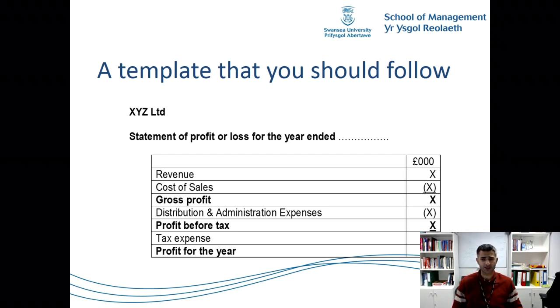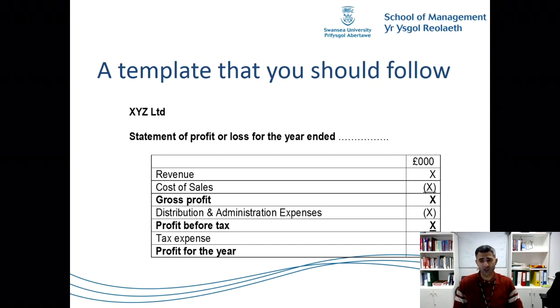So a lot of students will ask me a question: Do you need to memorize it? Do you need to know it by heart? Yes, unfortunately, no format or templates will be provided in the exam. In this case, you should practice and know it by heart. And this is the template which you need to follow in order to prepare statement of profit or loss. So if you look here, you start with sales revenue, and then you need to minus cost of sales.